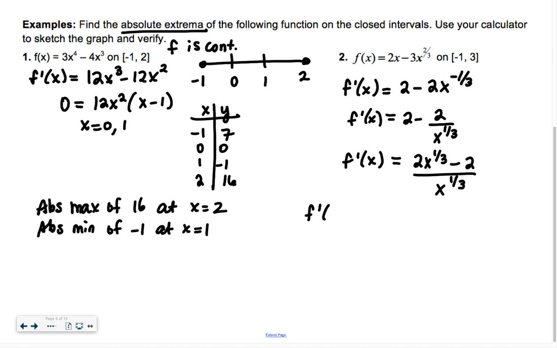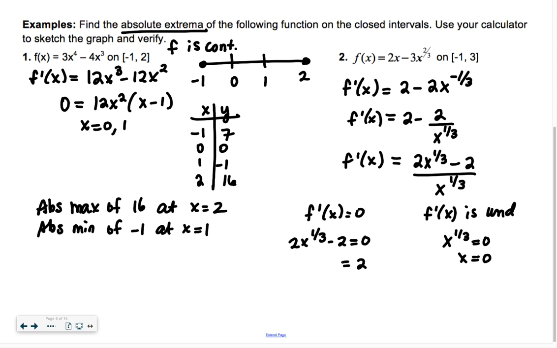So I do two things. I find when f prime of x is equal to 0, and I find when f prime of x is undefined. It's undefined when x to the 1/3 equals 0, which is x equals 0. And f prime of x equals 0 when 2x to the 1/3 minus 2 equals 0. So add the 2 over, divide by 2. Do you see what it's going to be? 1 cubed, which is 1. So these are our possibilities.